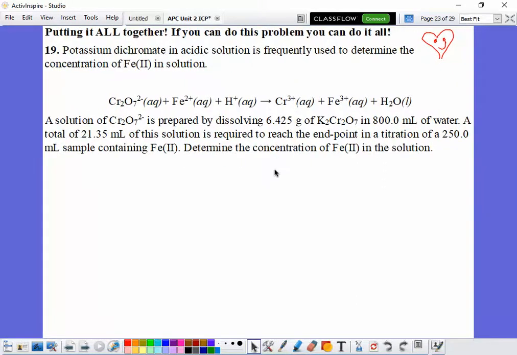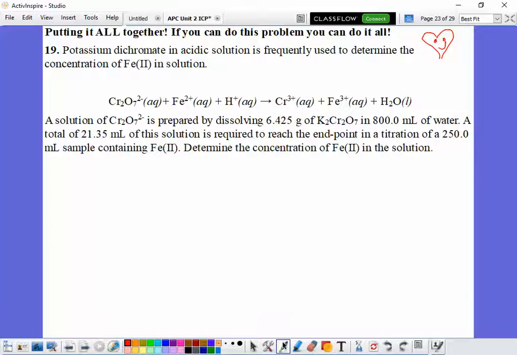Okay, so first thing we need to do, we need to balance this equation. All right, so we need to balance this equation. What type of equation is this? Redox. Okay, so we're going to have to go through those steps.